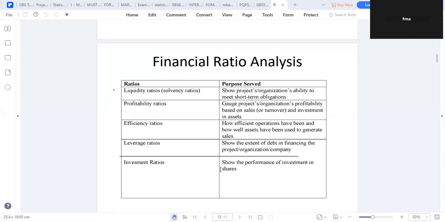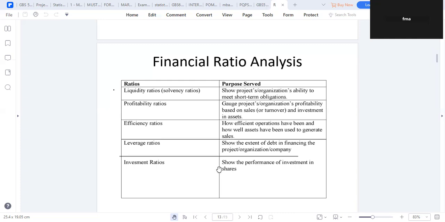So we also have efficiency ratios. What are the efficiency ratios? These are simply ratios that talk about how efficient operations have been and how assets have been used to generate sales. And we have leverage ratios. What are leverage ratios? Leverage ratios are simply ratios that show the extent of debt financing in a company. If you are too over leveraged, it becomes a problem, because if you are too financed by debt, you may end up in trouble. So we'll talk about the types of ratios that are there.